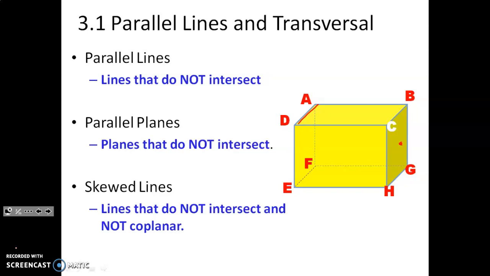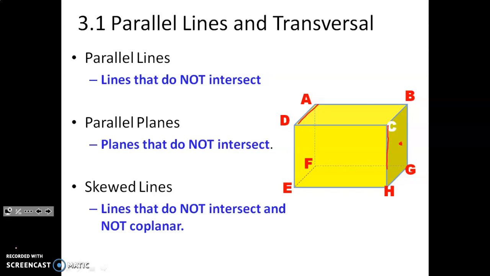Skewed lines. Now this is a new term for us. If we look at line AB or AD here, which lines are skewed? Well, AB isn't. AF, DC, and DE are not either, because those are all intersecting lines. BC, GH, and FE are parallel.